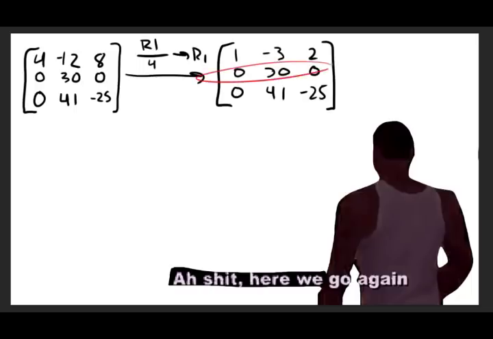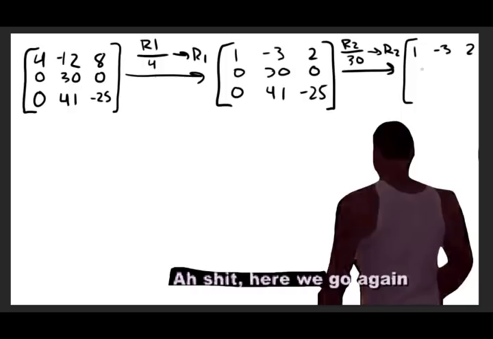So you can see in this row, we could actually just divide all those numbers by 30, and that would make the middle 30 a 1, right? We could just do row 2 divided by 30 equals a new row 2. That's going to get us the matrix 1, -3, 2, 0, 1, 0, 0, 41, -25.